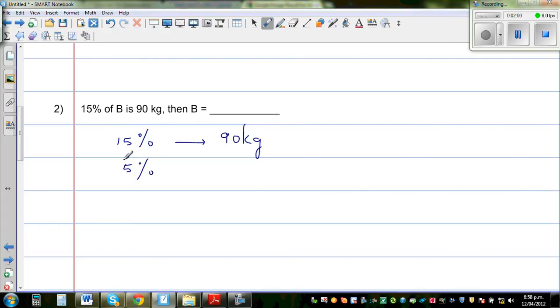From 15% to find 5%, would you multiply or divide? You have to divide 15 by a number to give you 5%. I'm asking 15 divided by what gives me 5? Because the number is getting smaller, you have to divide. You should know the times table: 15 divided by 3 gives you 5. So you do the same thing to this: 90 divided by 3 gives you 5%, which is 30 kgs.